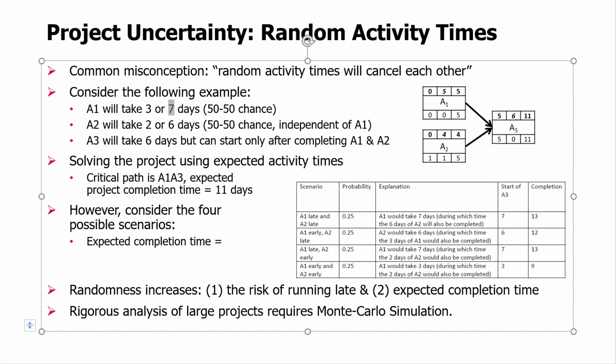And it's only good when both activities have the shorter times, 3 and 2, right? And in this case, the maximum of those 2 is 3, so A3 can start on day 3, and the project will take only 9 days.